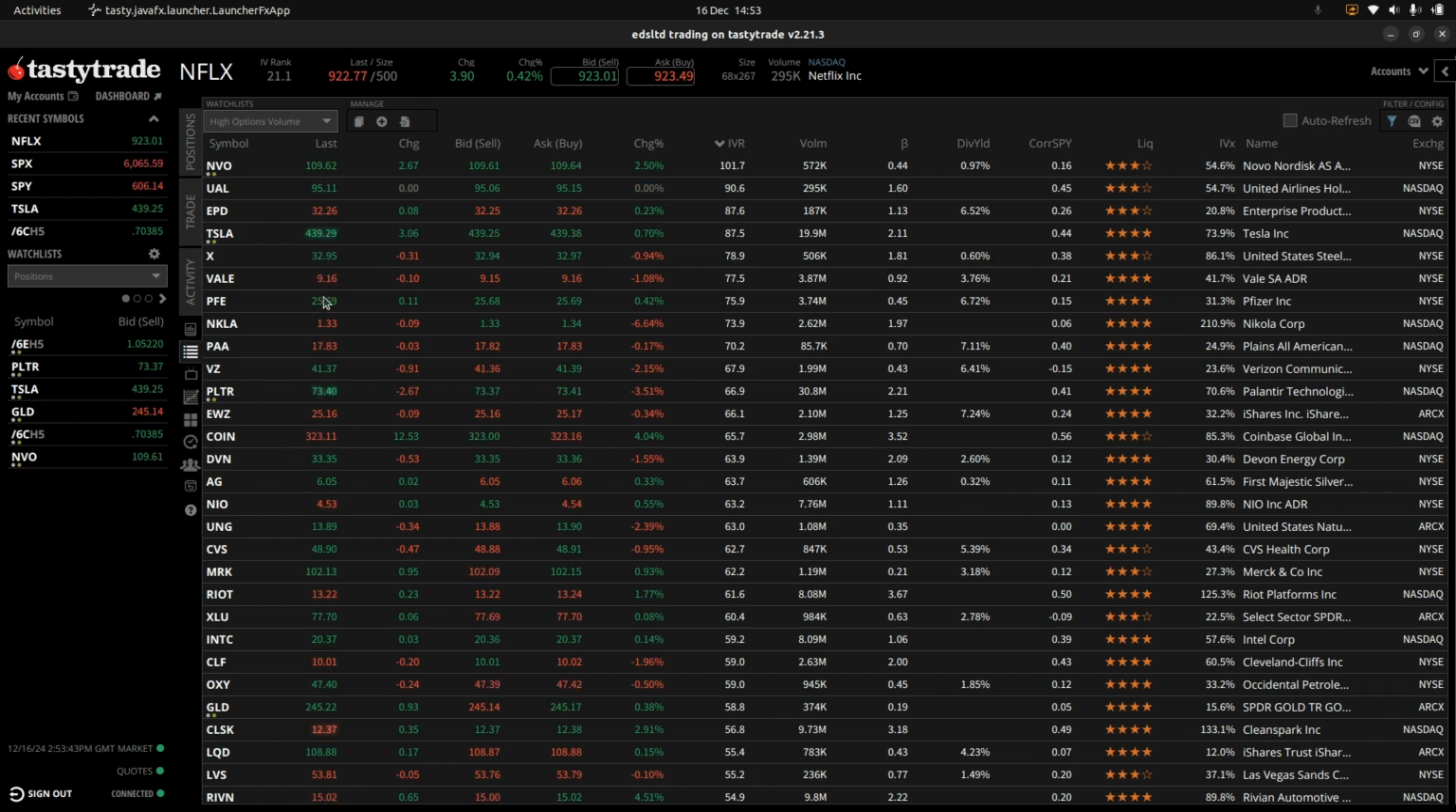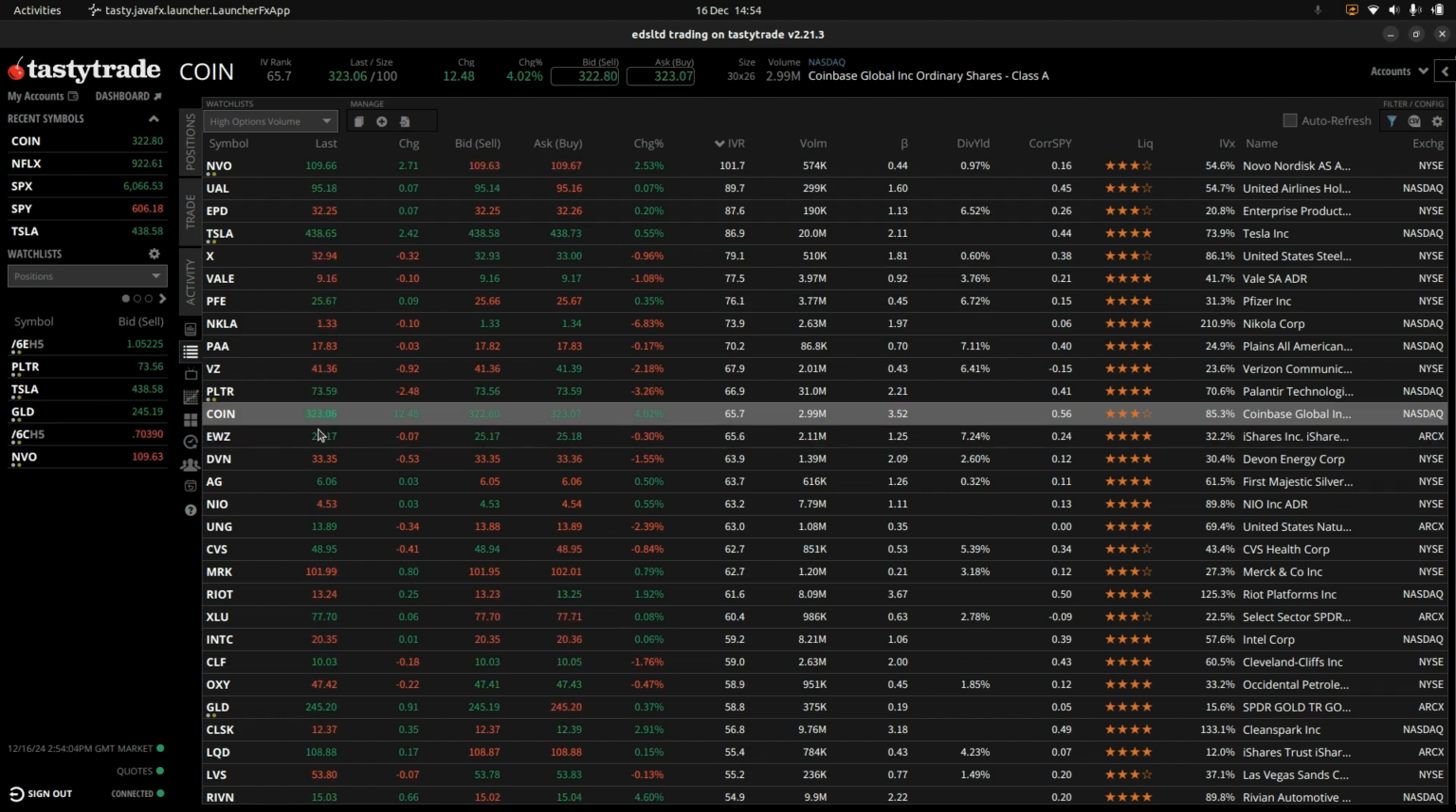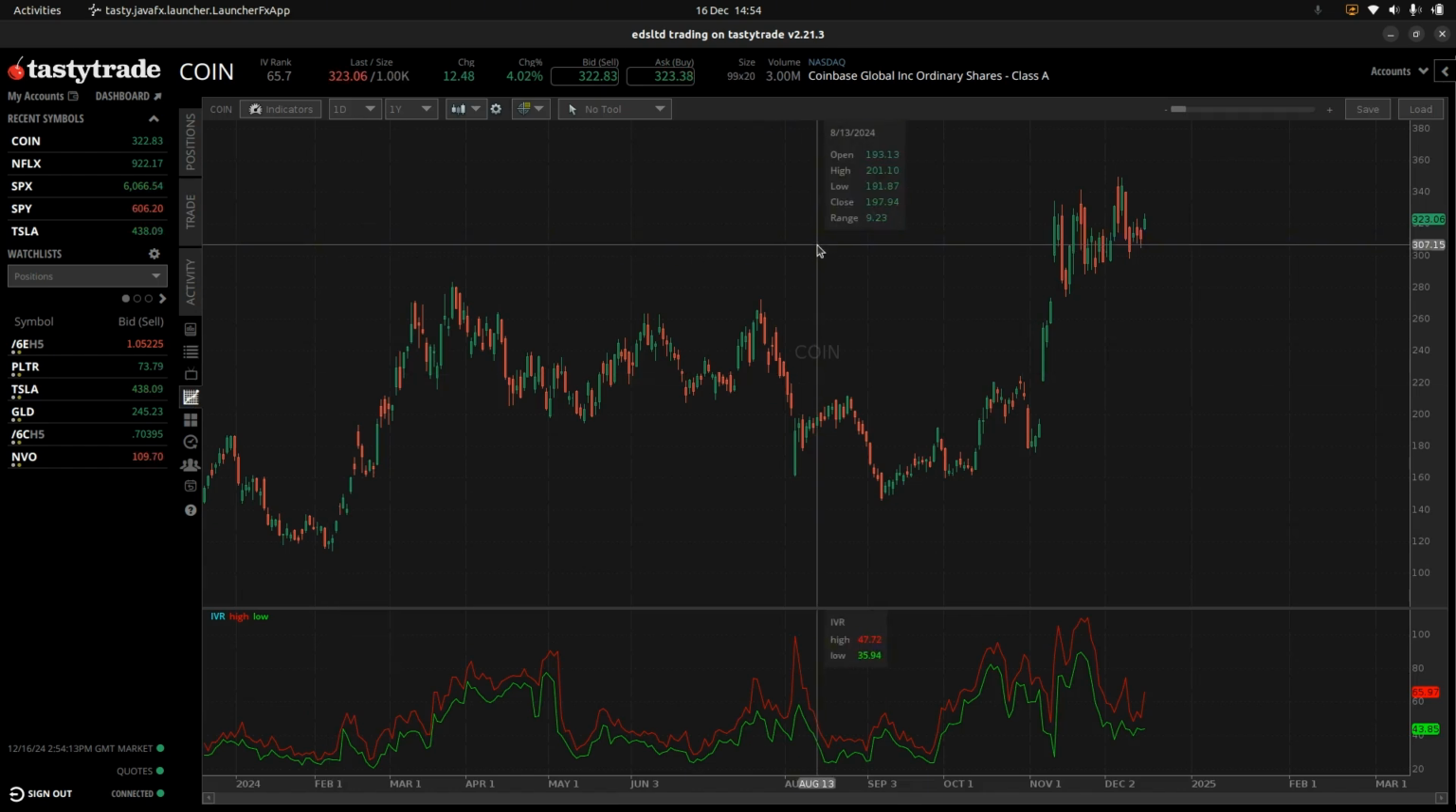We want to try and look for things that are trading for at least $40, $50 because that will help with our strike selection. And we want to be picking something with an IV rank of ideally over 50, but sometimes over 30, 40 can be okay. Coin is jumping out at us right now, trading at just under $323 a share. It has an IV rank of 65.7 and an absolute IV level of 85.3%, which all in all doesn't look too bad right now.